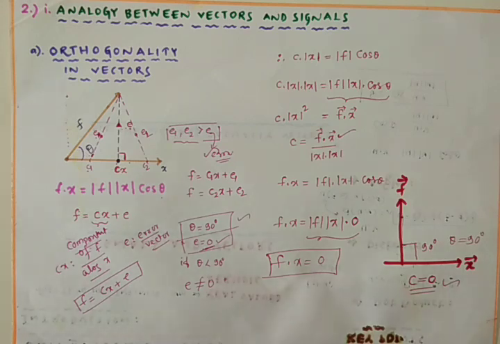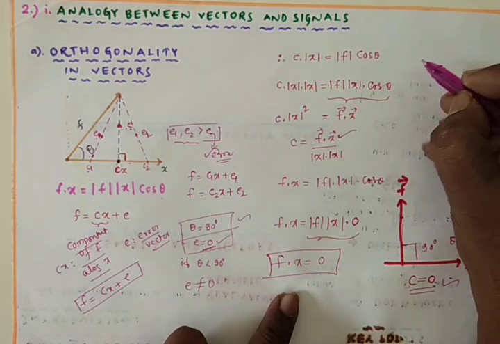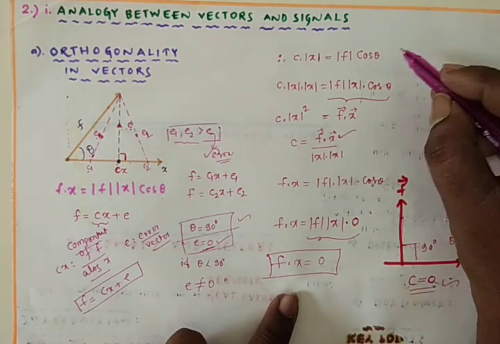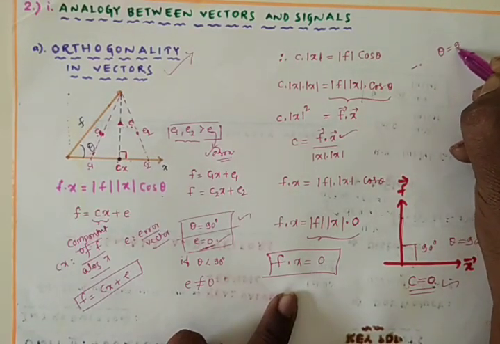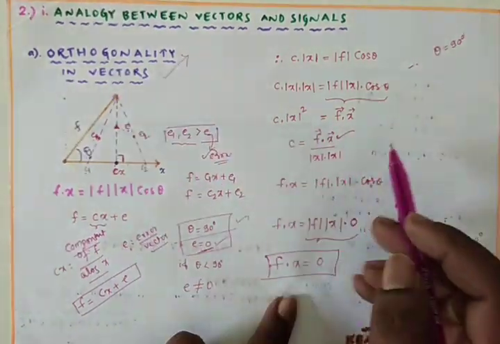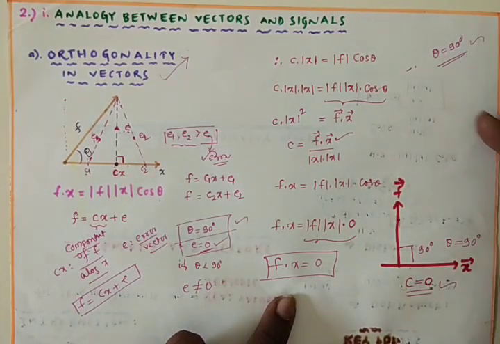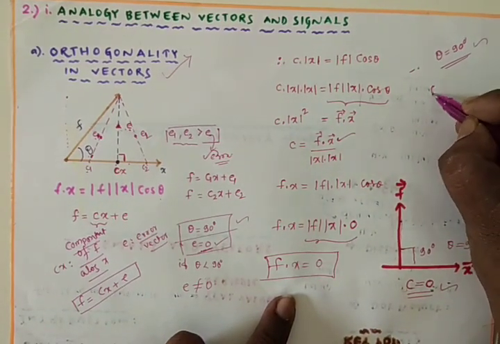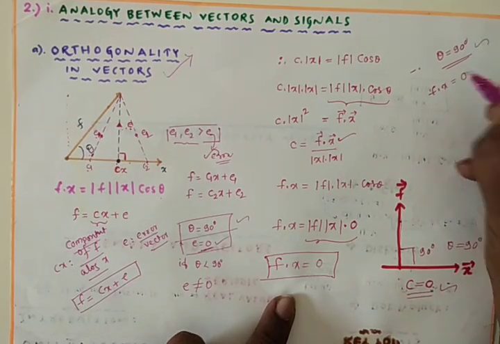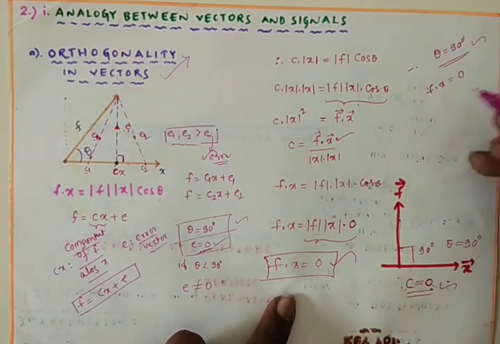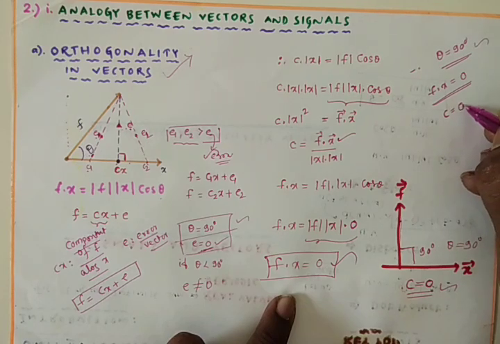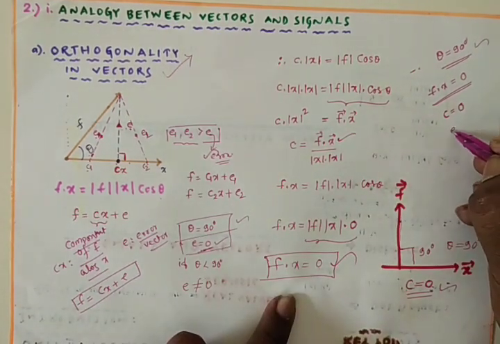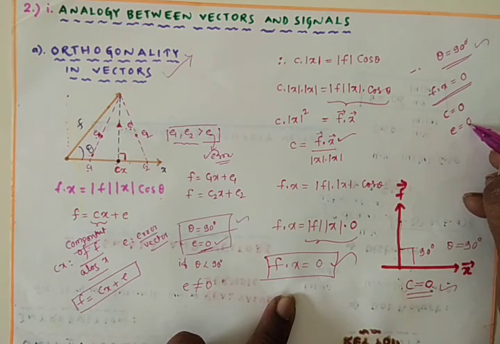So that points here we have to define. First one is when the two vectors are orthogonal to each other, theta is equal to 90 degrees. Then the dot product of those two vectors is equal to 0. In that case there is no projection of one vector along another, so the component c is equal to 0. If the component c is equal to 0, then the error vector is also 0.